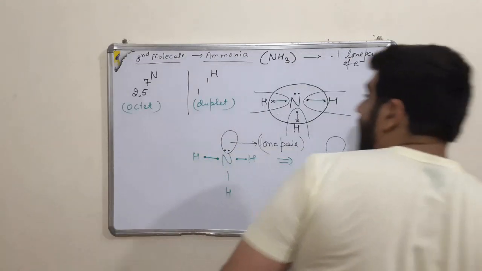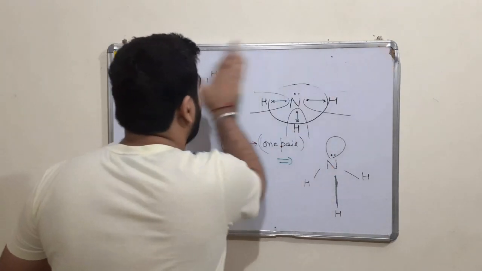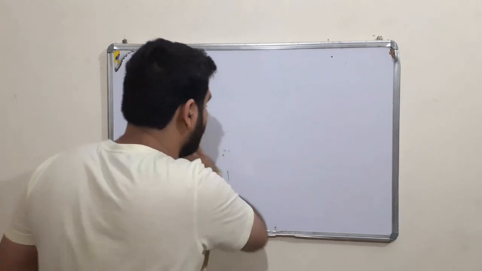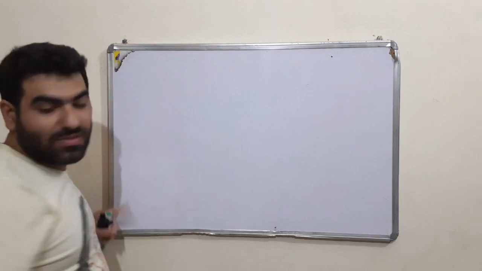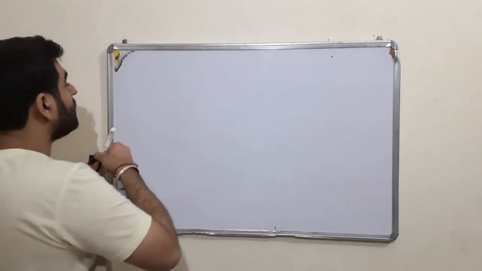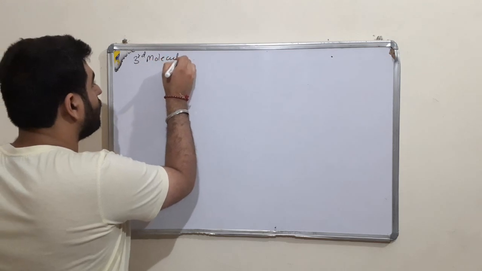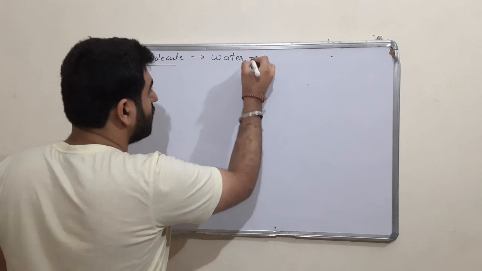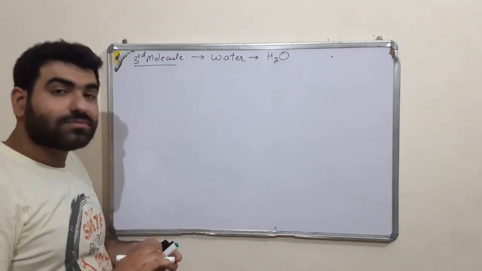Now we are going to start with the next molecule, and next molecule is water. And that is also important because in the next category of bond formation, we'll have to discuss ammonia as well as water in detail. So third molecule for today is water. Water is written as H2O. Alright.